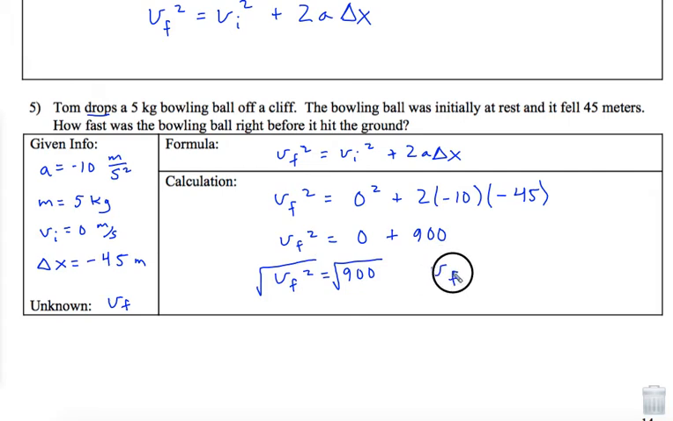And you can do that on your calculator. It's the button that looks like that. So Vf is the square root of 900. The square root of 900 is 30, and it's meters per second. Now, how fast was it going? Technically, square roots are positive or negative, so we have to determine. We know it's going downward, so it's going to be negative 30 meters per second, or 30 meters per second down. So that's our answer.